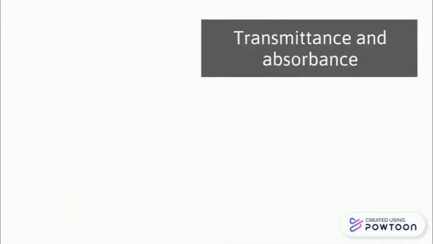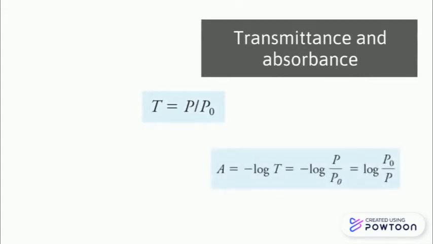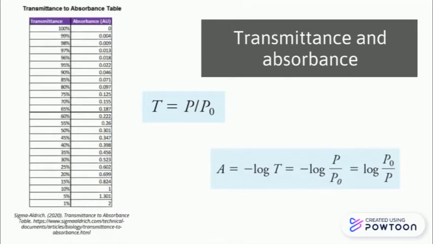The transmittance of the solution is the fraction of incident radiation transmitted by the solution. The absorbance is related to the transmittance in a logarithmic manner as shown in the equation. Notice in the table that as absorbance of the solution increases, the transmittance decreases.